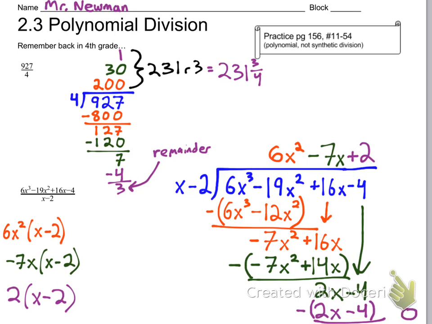And this 0 shows us that there's no remainder. Right here in our earlier example, we had a remainder. We're going to do some that have remainders in a moment.